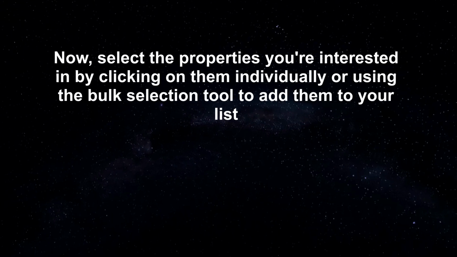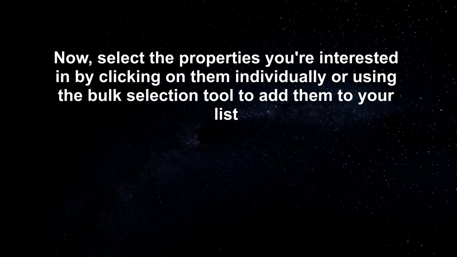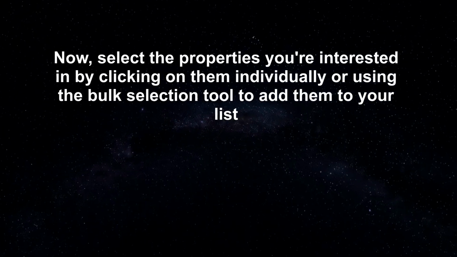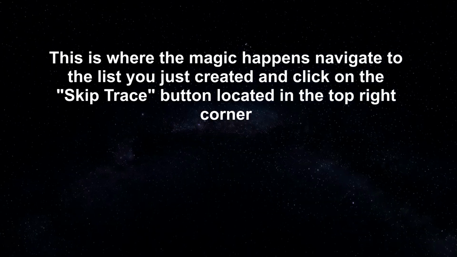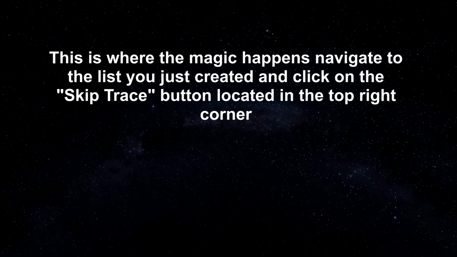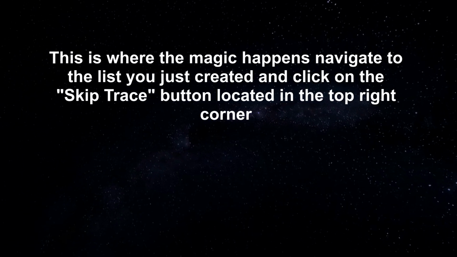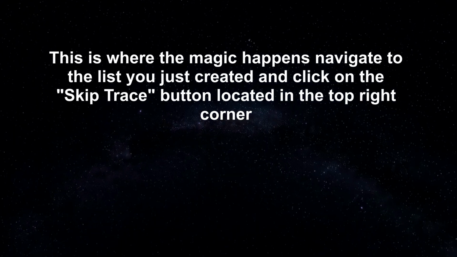Now, select the properties you're interested in by clicking on them individually, or using the bulk selection tool to add them to your list. This is where the magic happens. Navigate to the list you just created and click on the Skip Trace button located in the top right corner.